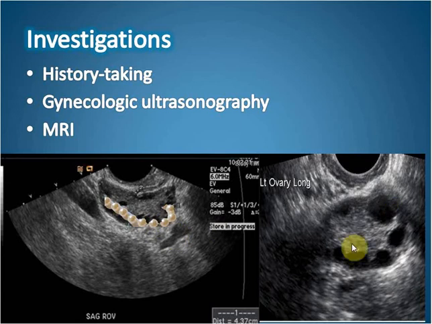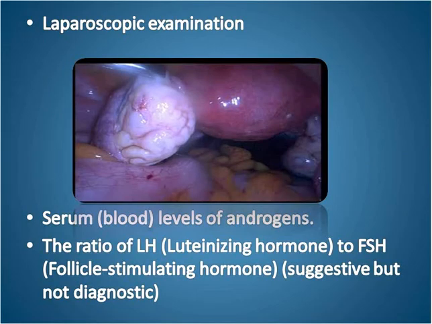This is a normal ovary. If you count those follicles, you're going to find them less than 10. They are larger than those cysts, and they don't give the specific string of pearls appearance. An MRI is used for obese patients. Laparoscopic examination shows an enlarged ovary and polycystic ovary not having a smooth surface like a normal ovary. And serum blood levels of androgen and the ratio of LH to FSH are suggestive but not diagnostic of PCOS.